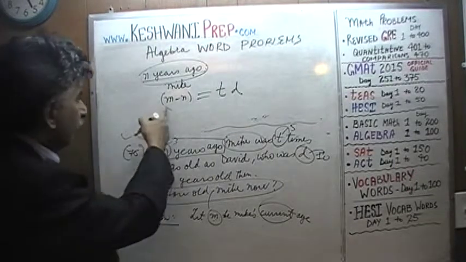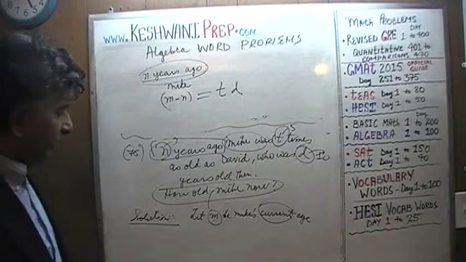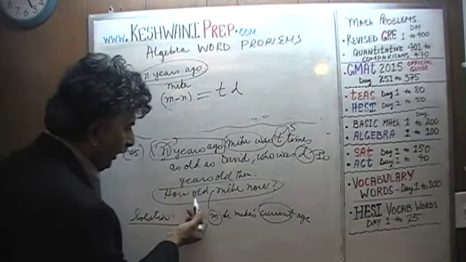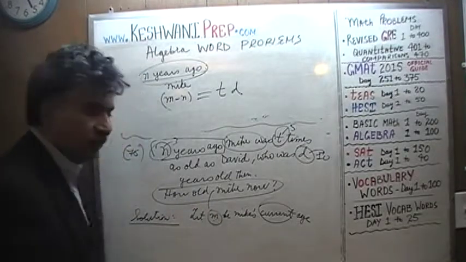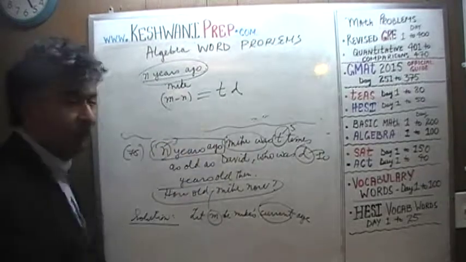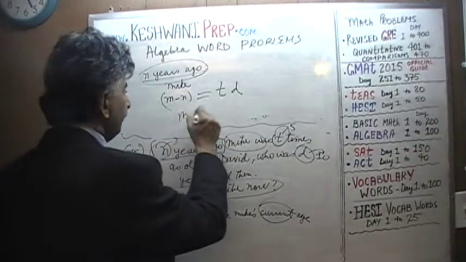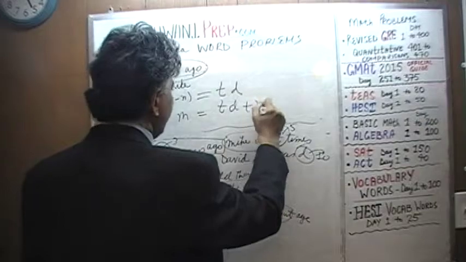All we have to do now is solve this equation for M, and we'll have our unknown. The unknown was how old is Mike now, which we use letter M to represent. We solve for M and we'll have our answer. M equals t times D plus n.